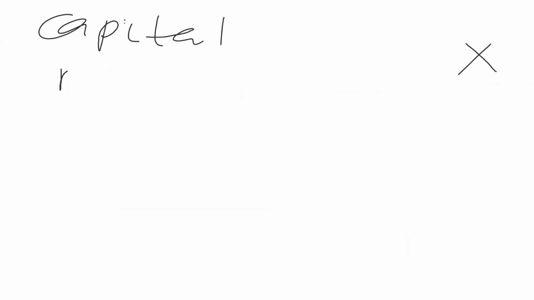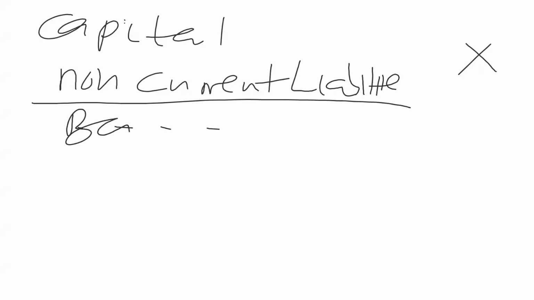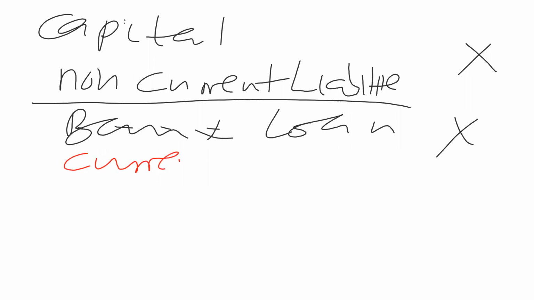So we can start with the capital. You found the total capital, right? Somewhere here. Then you have the non-current liabilities, the bank loan, right here. Then from there you write the current liabilities.